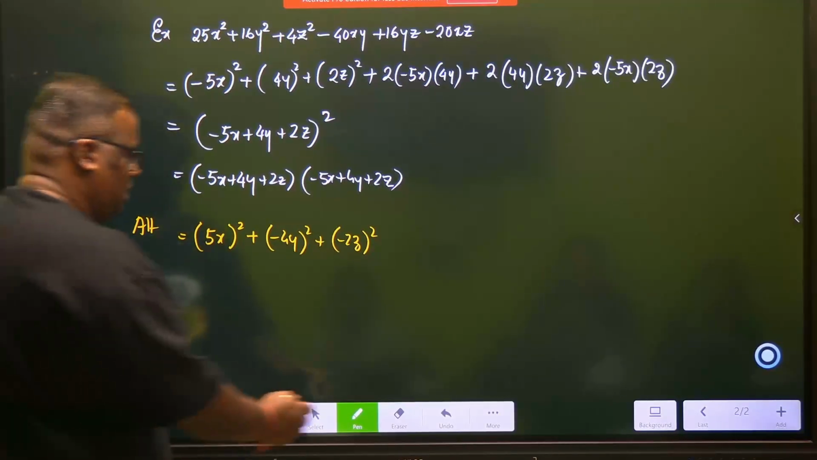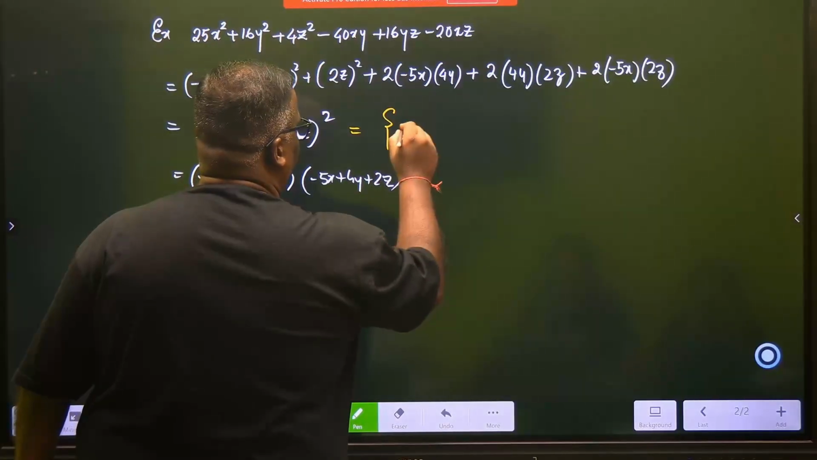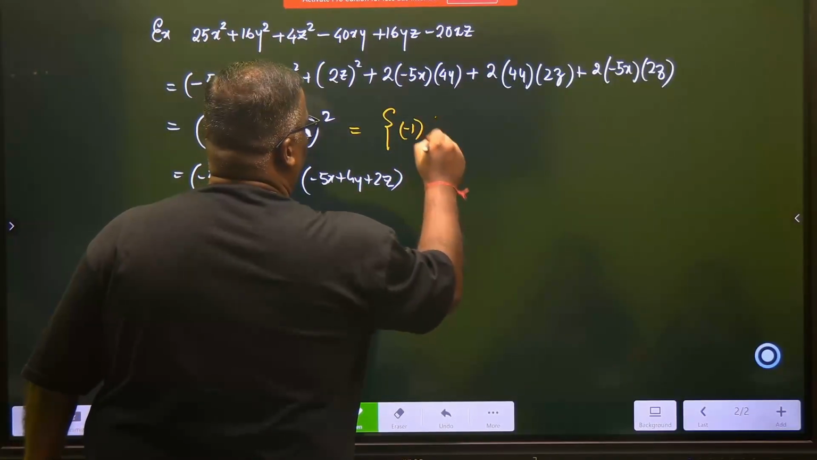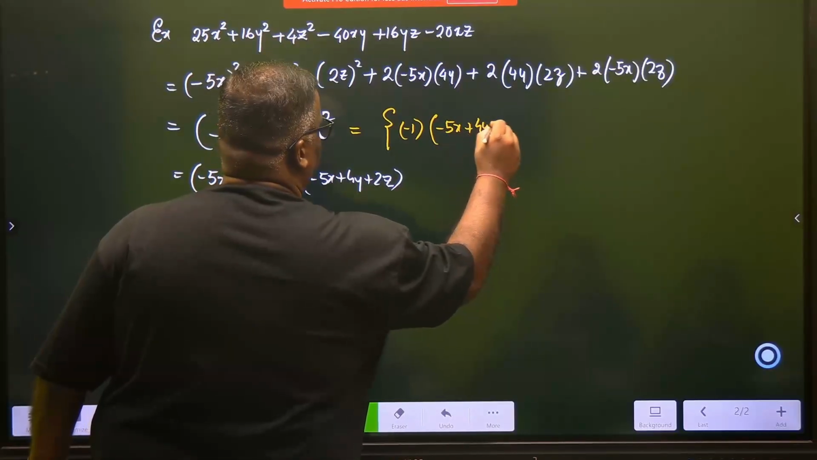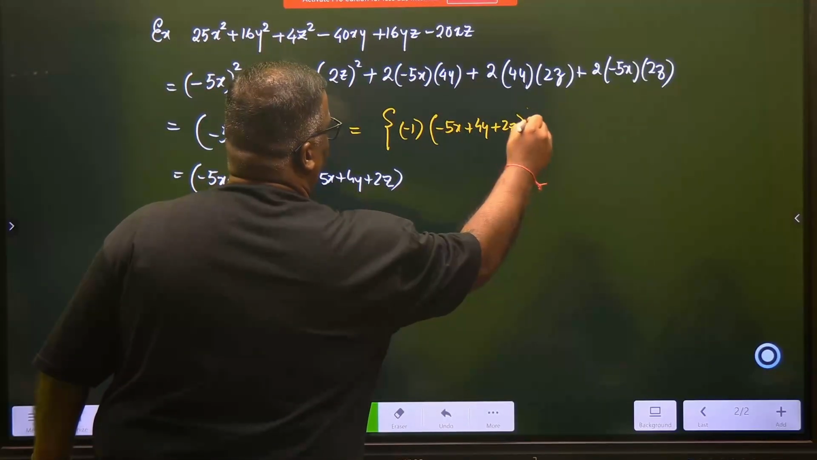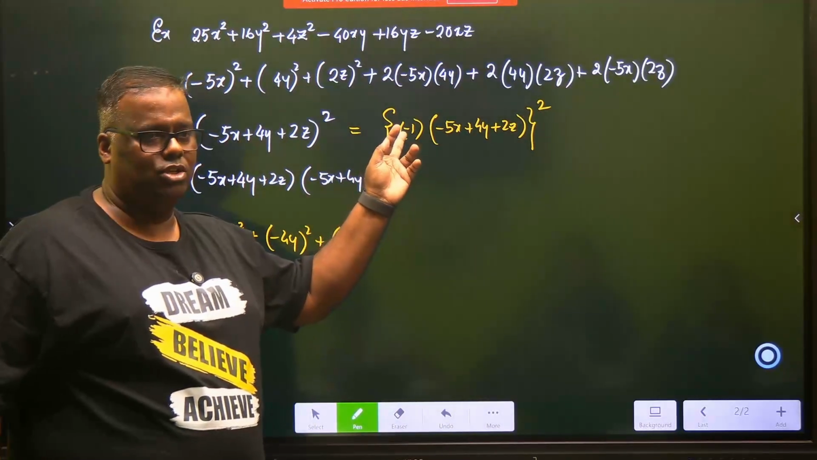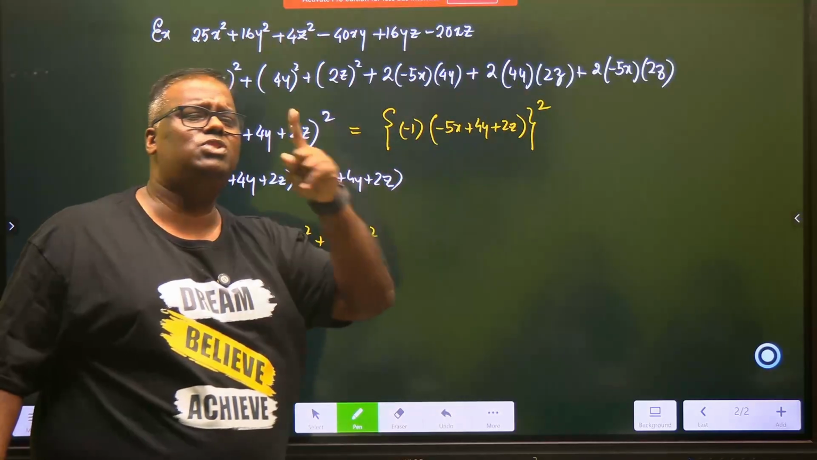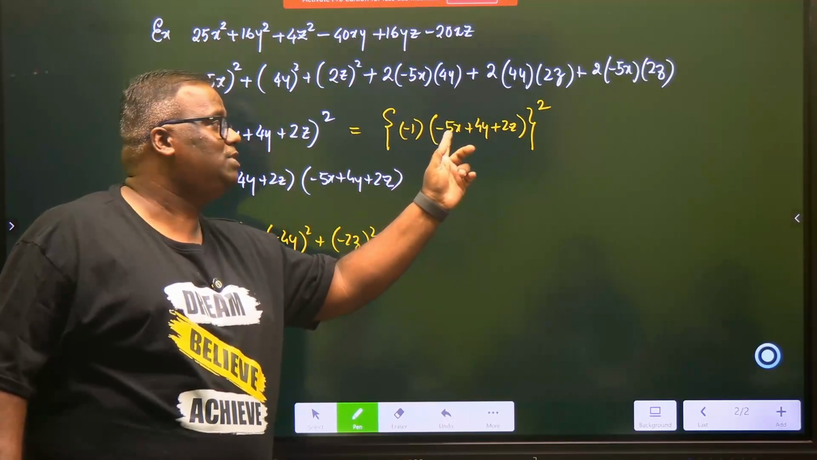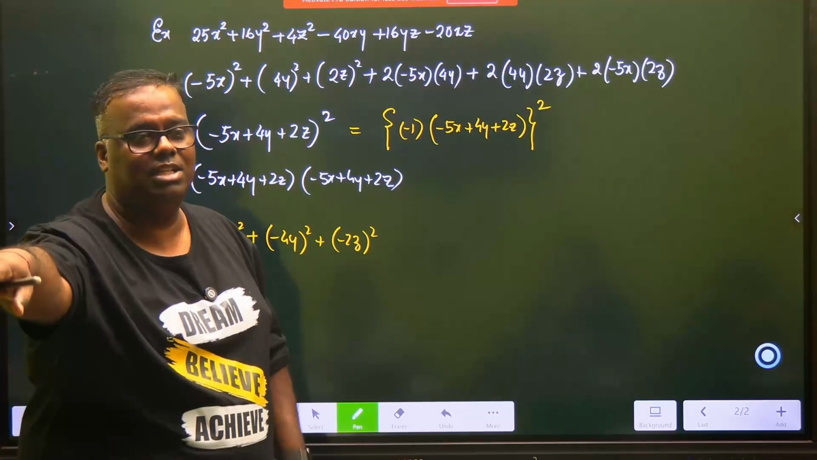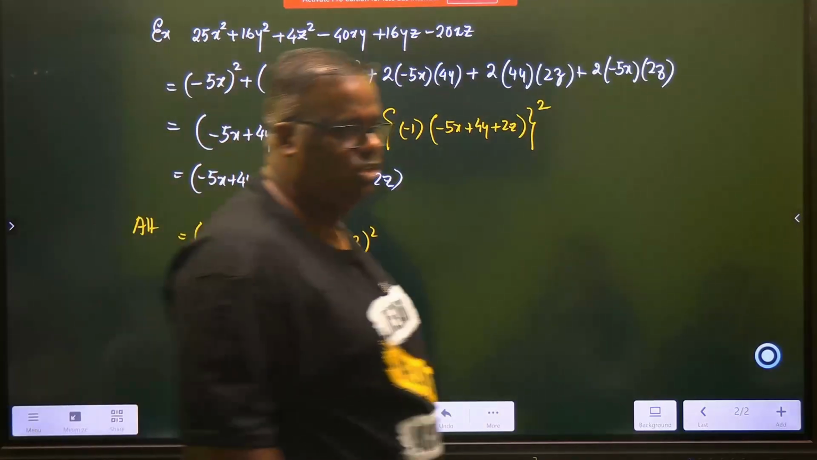What I'm trying to say is that in this step, suppose I write it like this. I take a -1 and I multiply (-5x plus 4y plus 2z) and I put a square. You may ask, who gave you the authority to put a -1? Arre baba, -1 square is 1. But inside it will do what? 5x minus 4y minus 2z. That's the answer that he will be getting. Understood? Both are correct. Nothing is wrong.